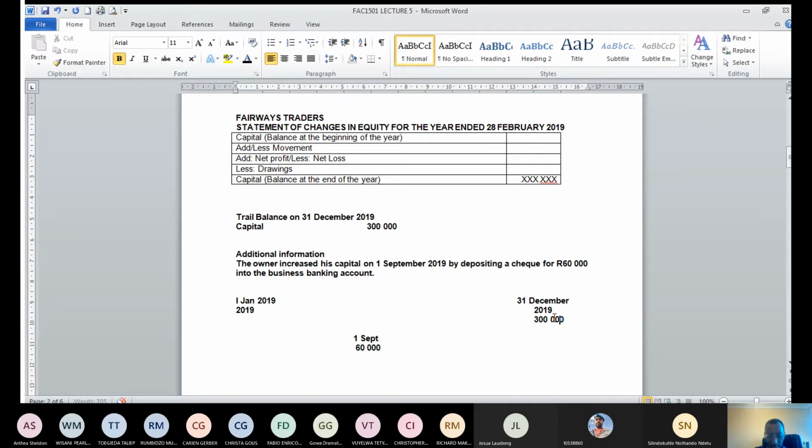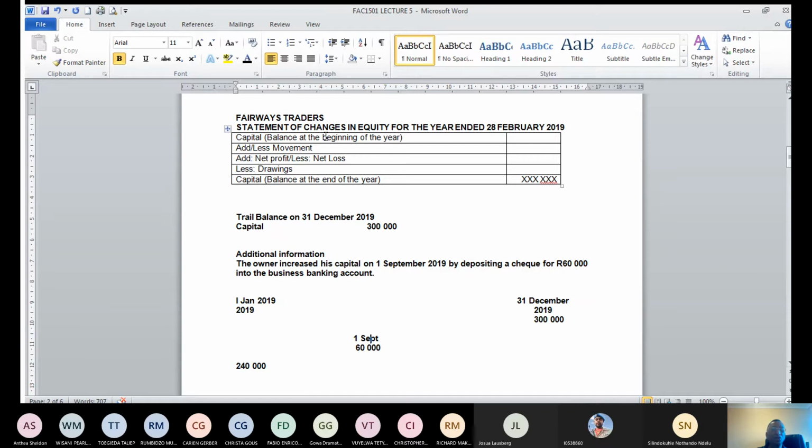So if the closing balance is 300,000 and he contributed 60,000 rand during the course of the year, then you must know that there was an opening balance of 240,000 rand. So on the 1st of January, he started off with 240,000. On the 1st of September, he added another 60,000 rand, and that is why the balance at the end of the year is now 300,000 rand.